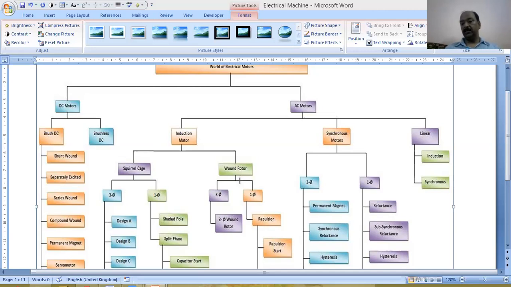Then the second category is single phase, having the reluctance motor, sub-synchronous reluctance motor, hysteresis motor, and stepper motor. The permanent stepper motor has three varieties: permanent magnet type, variable reluctance type, and the hybrid type. Then the last category is the linear induction motor and the linear synchronous motor. Linear induction motor or linear synchronous motor is an example of the turbo motors.